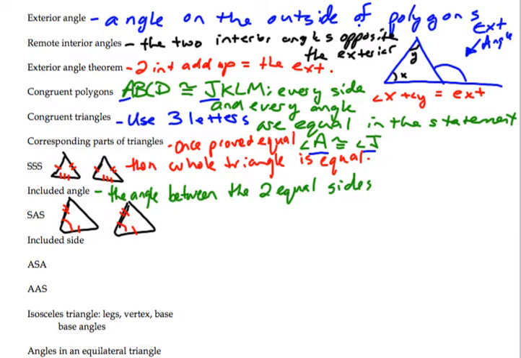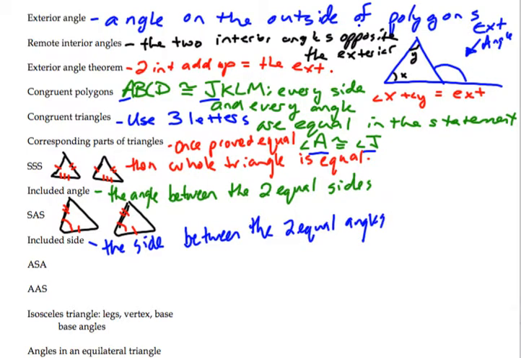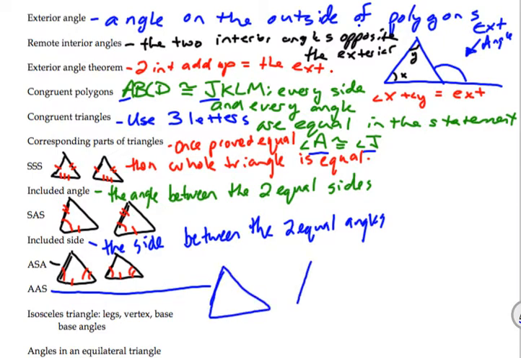So the included side is the same thing. It's the side between the 2 equal angles. So in that one, angle, side, angle, it would be something like this. So these 2 angles are equal with that side in the middle. I'm going to go over here in blue. Angle, side, angle would be this type of deal, and then we'd probably do angle, angle, side.